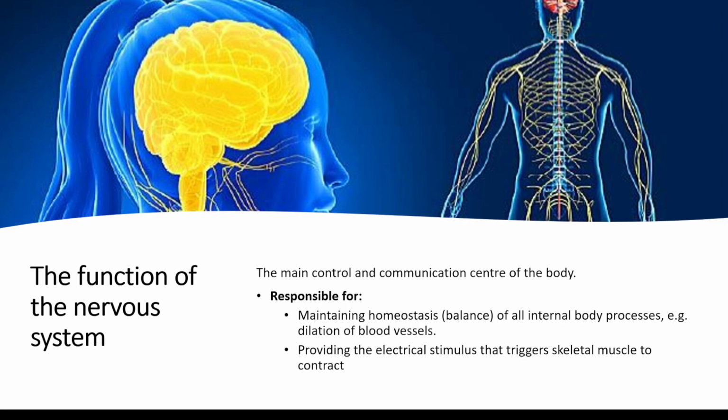You'll see that the two points mentioned there: one of which is maintaining what we call homeostasis. So you may have heard us refer to this term before. Homeostasis just means balance. So it's trying to control the balance within the body, whether that's dilating blood vessels or not. Then you've got the other function, which is to provide electrical stimulus to the muscles themselves to allow them to contract. Without an electrical stimulus, there's no ability to contract a muscle, which is where the two systems link in.